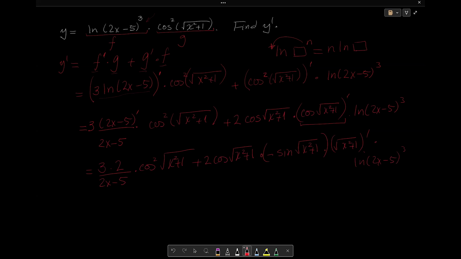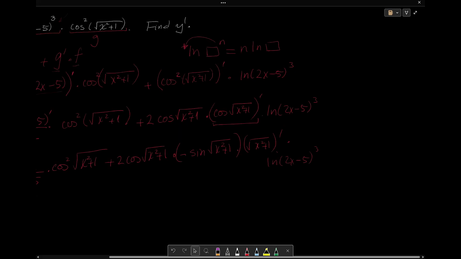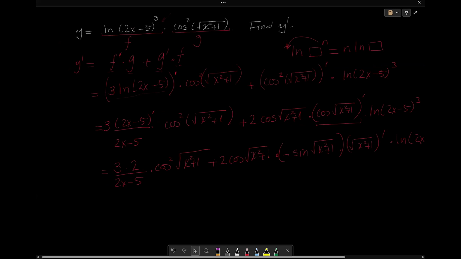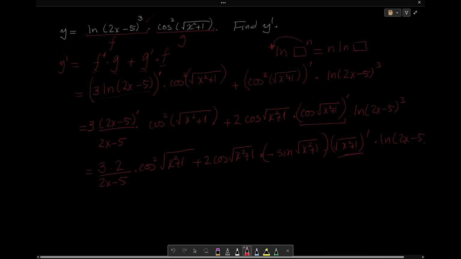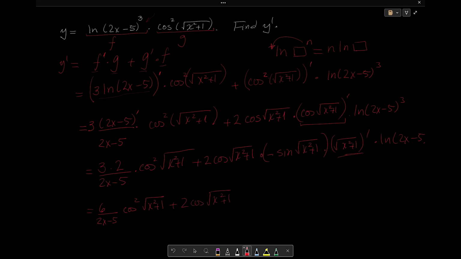Don't forget about this log right here. Yes, I can move this here a little bit. We're not done yet. We have to still take one derivative here. So here we have 6 over 2x minus 5 cosine squared of the square root of x squared plus 1 plus 2 cosine square root of x squared plus 1. Actually, it's a minus because I'm going to bring this out here. So here's times sine of the square root of x squared plus 1 times, what's the derivative of the square root of x squared plus 1? Remember, I can write the square root of x squared plus 1 as x squared plus 1 to the 1/2.